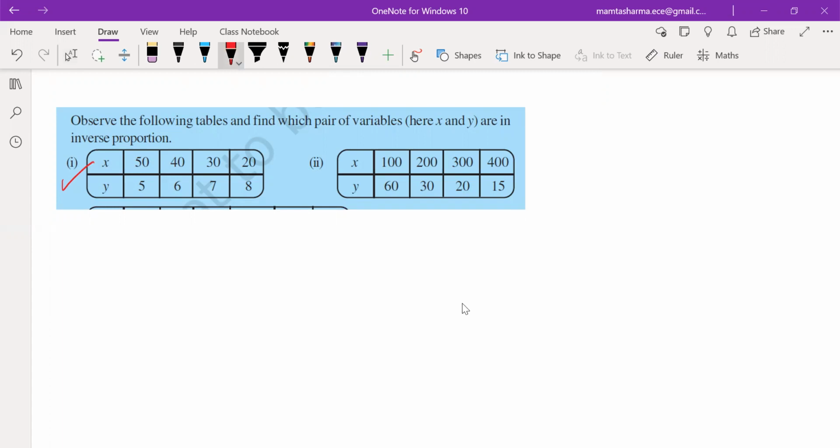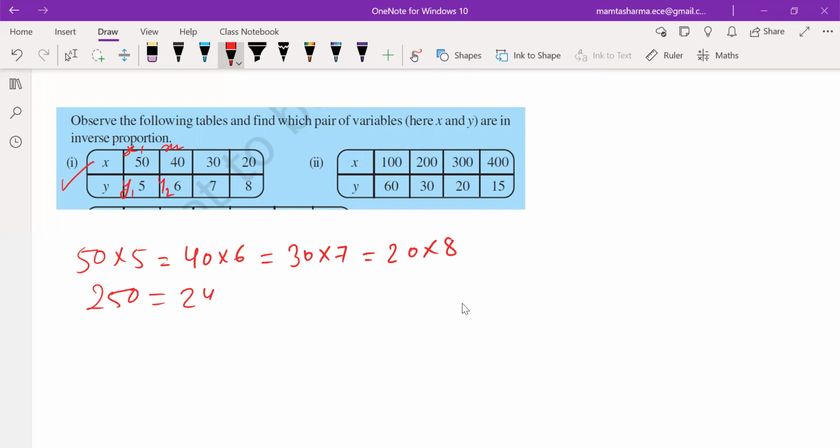For the inverse proportion, what you have to do? Let's say this is x1 y1, this is x2 y2. Just multiply x1 y1, 50 into 5. It should be equal to x2 into y2, 40 into 6. Their multiplication product should be the same. Are they same? 250, 240, 210. How is it inverse?